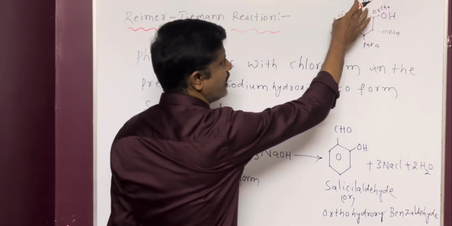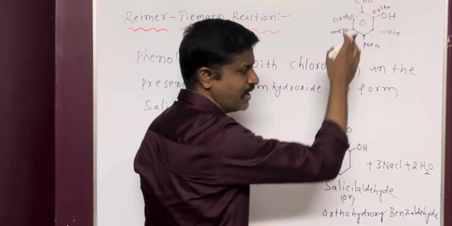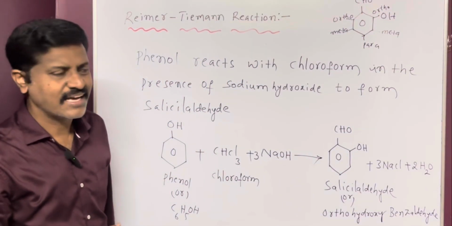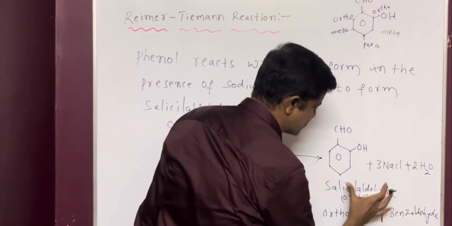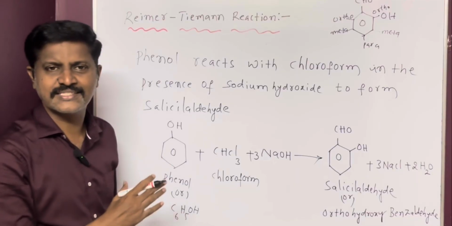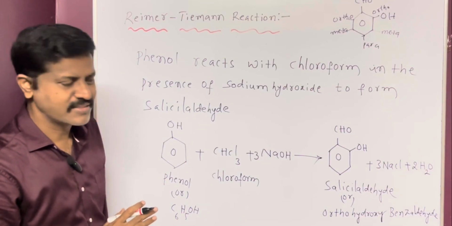Now this is aldehyde group. CHO is an aldehyde group. Okay, clear? Orthohydroxy benzaldehyde. And now the common name is salicylaldehyde. Clear?